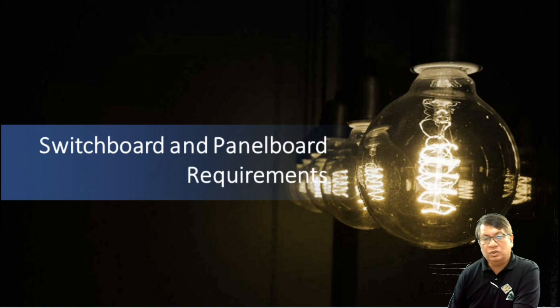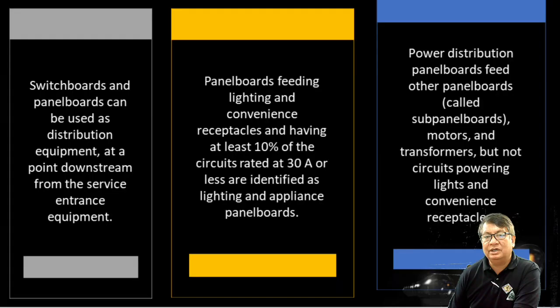Switchboard and panel board requirements. So, switchboards and panel boards can be used as distribution equipment at a point downstream from the service entrance equipment. Panel boards feeding lighting and convenience receptacles and having at least 10% of the circuits rated at 30 amperes or less are identified as lighting and appliance panel boards.